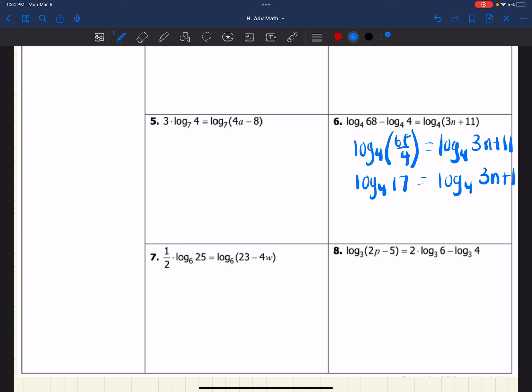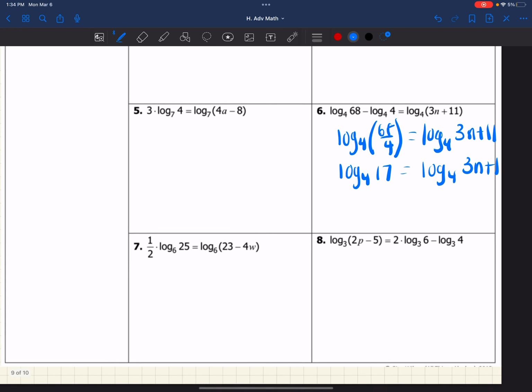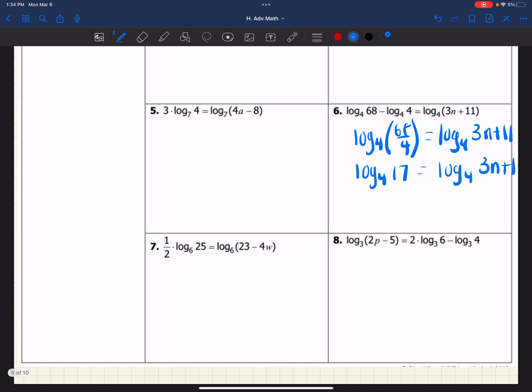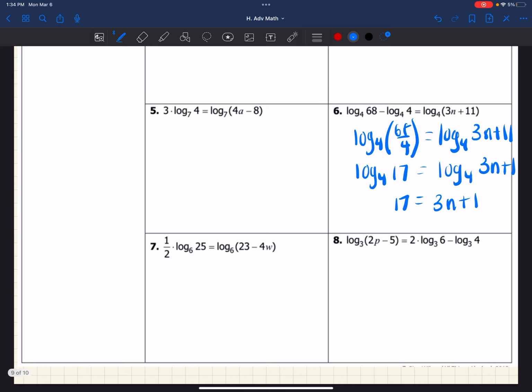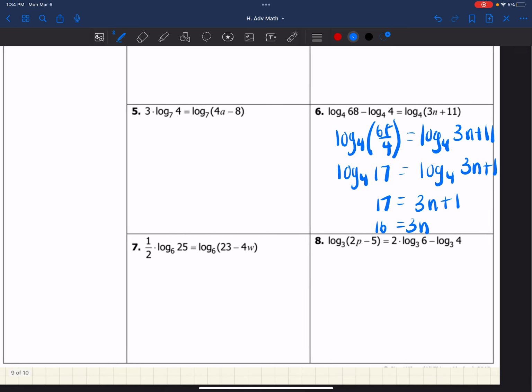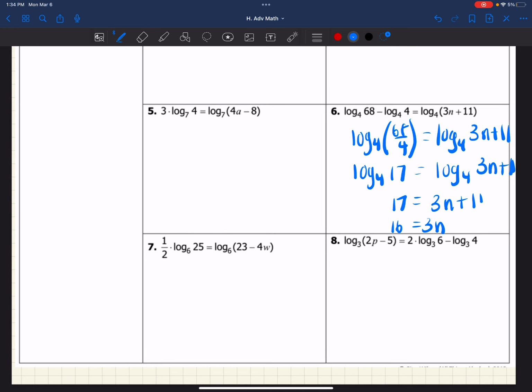This is now a one-to-one where you have a log set equal to a log. They have the same base, so you can just set 17 equal to 3n plus 11. Solve this for n. You subtract 11, so you get 6 is equal to 3n. Sorry, there should have been an 11. I put a 1. 11. You end up getting 6.